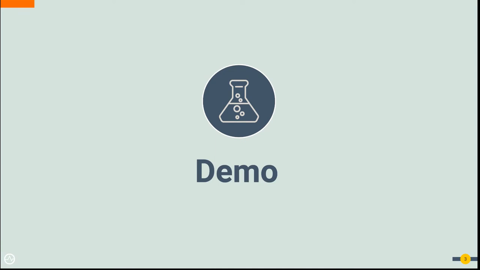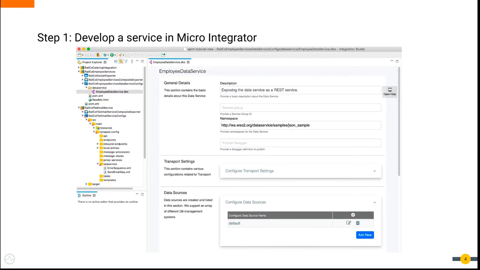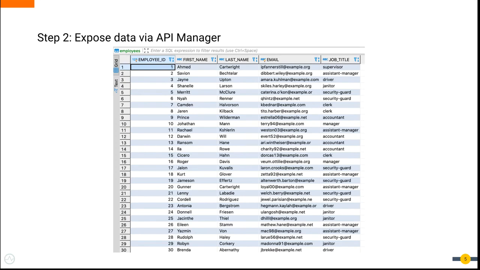Let's try out this use case. As the first step, we need to develop a service in Micro Integrator. For this, we can use the WSO2 Integration Studio. As the next step, we need to expose the data via API Manager. Once the service is developed, you can expose the data via API Manager for secure access. For simplicity, the data service is already developed and added to the API Manager demo pack. A database has been created with dummy employee data that you can query and modify.